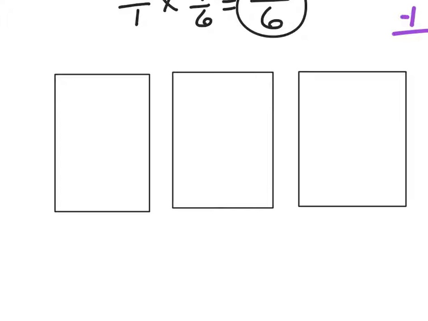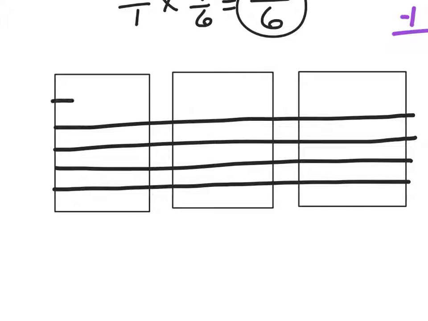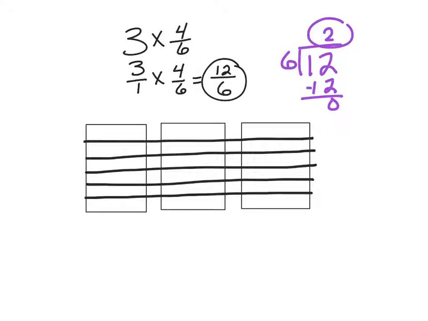All right, so 5 lines, and I got 1 right here, 2, 3, 4, and 5 lines straight across. And now that gives me 6 parts. I got 1, 2, 3, 4, 5, and 6 in each of these, right? Now I get 4 out of those 6, so I'm going to go ahead and color in 4. So I've got 4 here, bam, and 4 here, bam, and 4 right here.